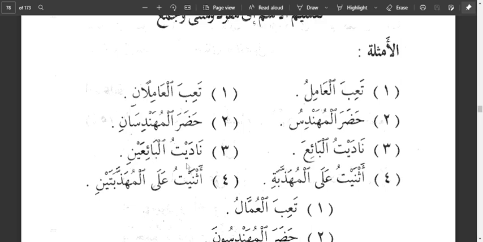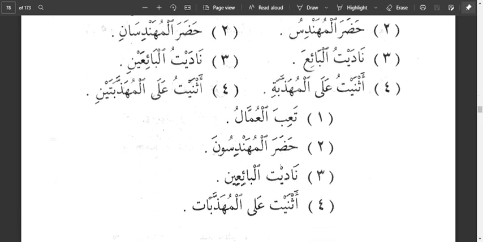I called upon the two sellers, because we have added yaa and nun. The qa'ida told us alif and nun or yaa and nun. So we've added a yaa and nun, and this makes the word bai'ain dual. So I called upon the two sellers. Athnaitu ala al-muhadhabatain. I praised the two cultured females. The yaa and nun that has joined the ta here has made the word muhadhabatun become muhadhabatain, which is a dual word.